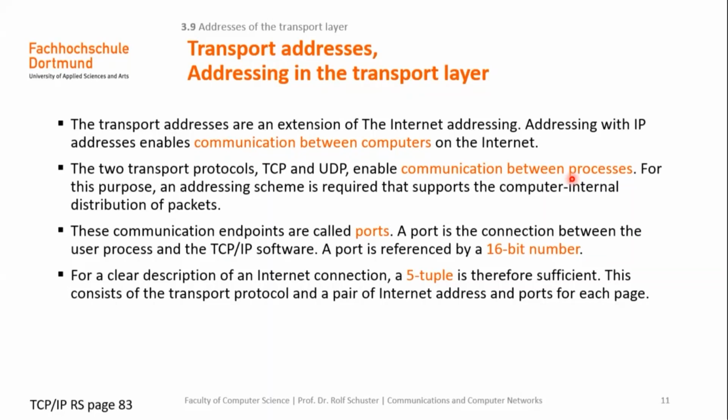For a clear description of an internet connection, a five tuple, that is 5 parameters, is therefore sufficient. This consists of the transport protocol, that is the number that identifies the TCP or the UDP transport protocol, and a pair of internet address and port for each endpoint.